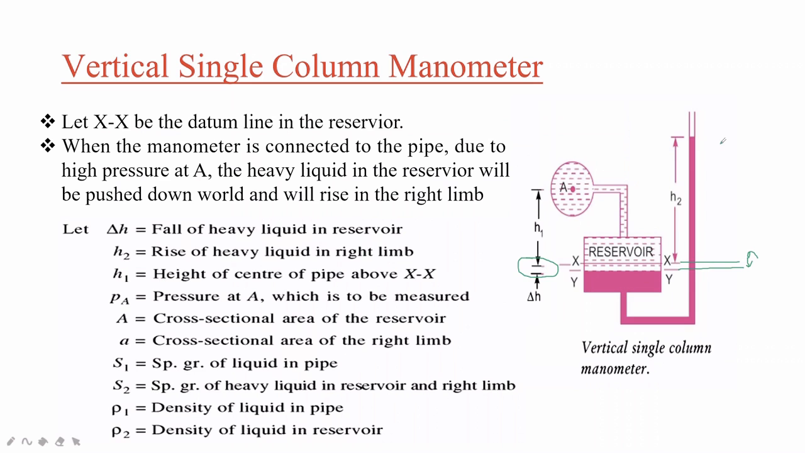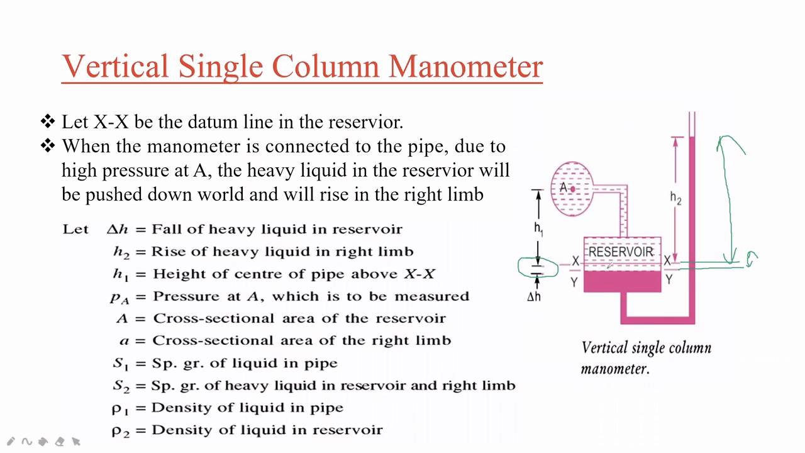H2 is the rise of heavy liquid in the right limb. Next, H1. H1 is the height of the center of the pipe. So this pipe where we need to find the pressure, from here to the datum XX. Height of center of pipe above XX.